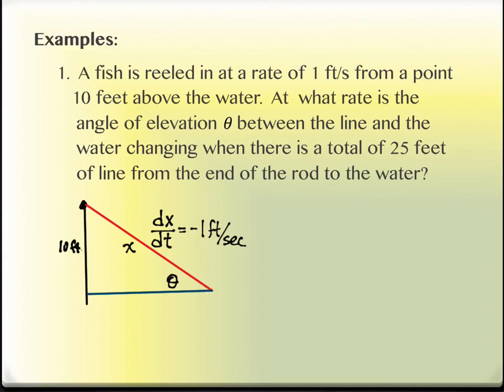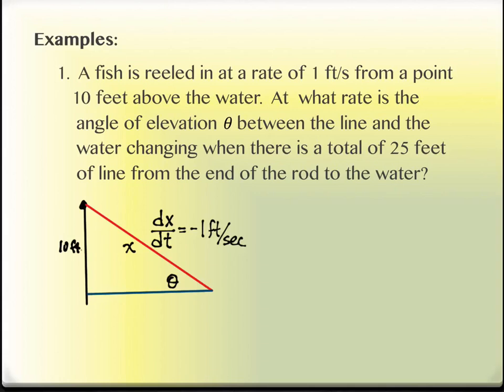What you're trying to do then is establish a relationship between the three things that it's talking about. It's talking about how this angle is changing. I have a constant piece over here, and I have a rate here as well. And at some point it tells me that there is 25 feet of line out in the water. So there's going to be some point, not all the time because x changes, but at some point x is going to be 25. Okay, all good? I need some kind of a formula that relates the 10, the theta, and the x.